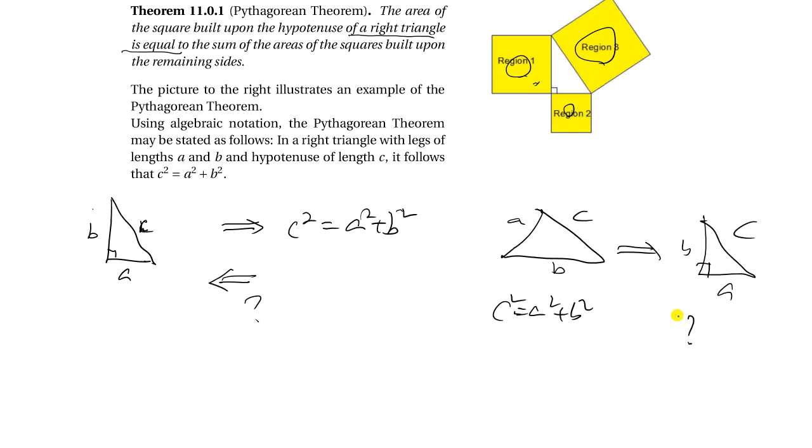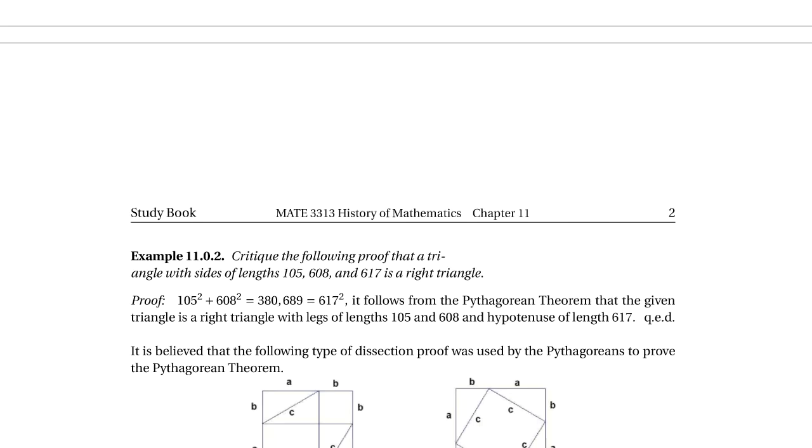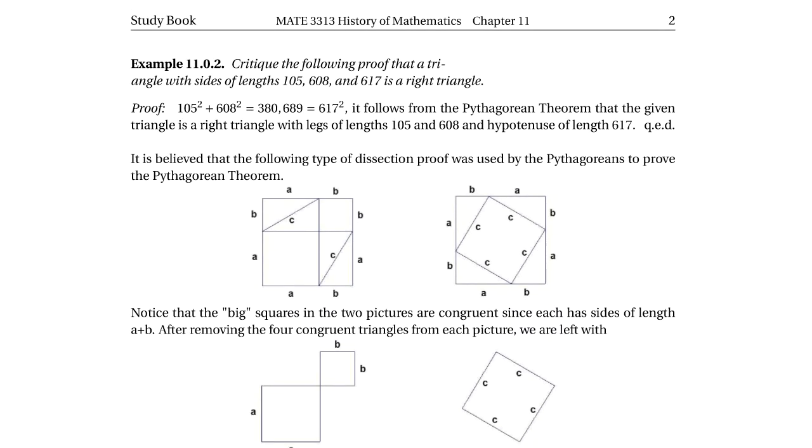So the more general statement of the Pythagorean theorem is if and only if, right? If a right triangle is given, then we have that equation. And for any given triangle, if that equation is true, then the triangle must be a right triangle, either way. Okay? So let's look at the next theorem, or actually explanation, but it's like this.